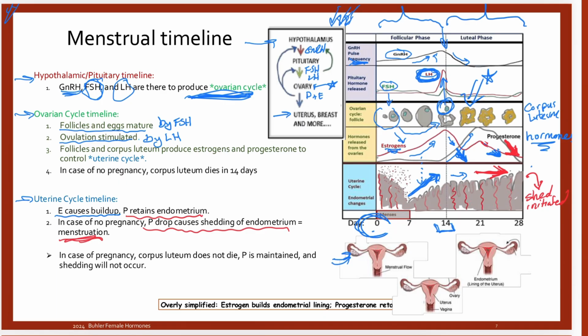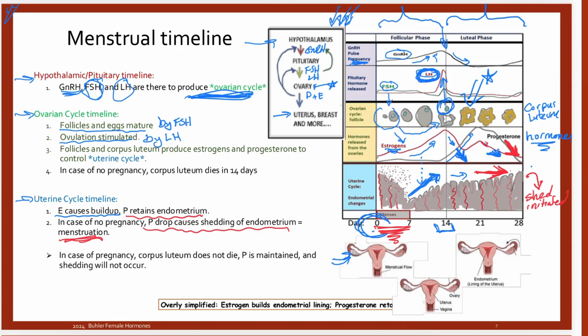If I want to summarize this, I'm going to say the hypothalamic pituitary timeline is controlling everything because the GnRH and FSH are telling the ovary what to do. The ovary is responding to that by telling the follicles how to mature and when to ovulate. And the ovaries are also responding to it. Are we going to make estrogen or are we going to make progesterone? Now, the ovulation and all that, the ovary did that. That was a final product of what we wanted the ovary to do.